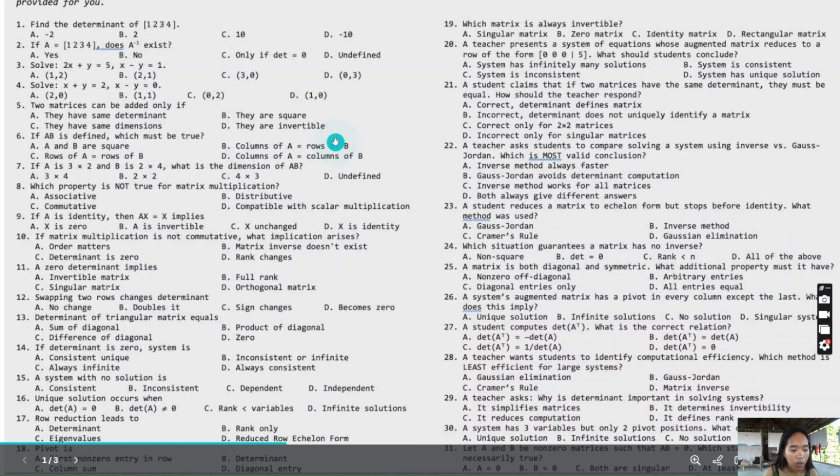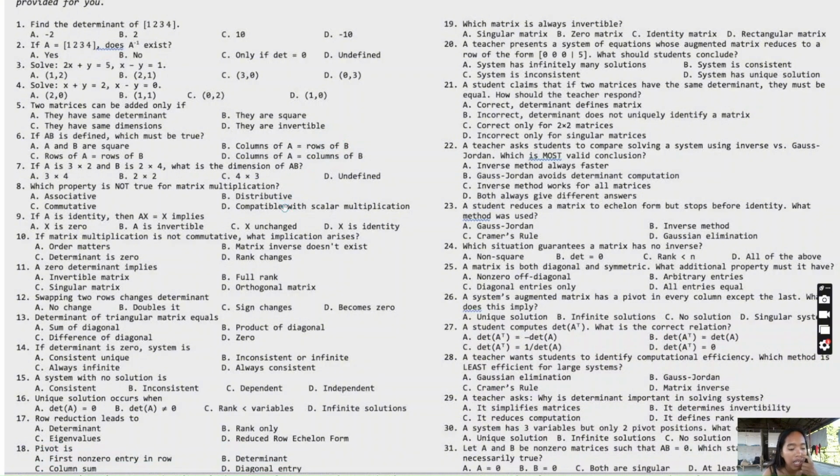Number 18, pivot. The correct answer is letter A, first non-zero entry in row. In row reduction, commonly in the Gauss-Jordan elimination method, a pivot is the first non-zero number in a row. It is called a leading entry. So that's why the answer is letter A.